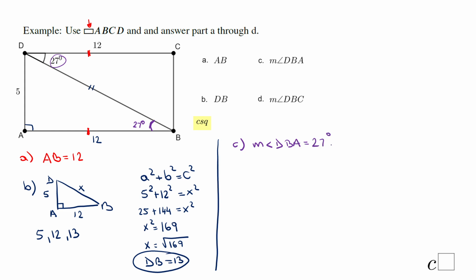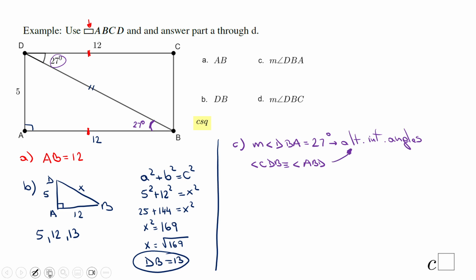I'm going to put here the reason, in case you need it, alternate interior angles. Oh, let me in fact put that statement. Angle CDB congruent to angle ABD or DBA. It's the same thing. Okay, and that's the reason we have the same measure.